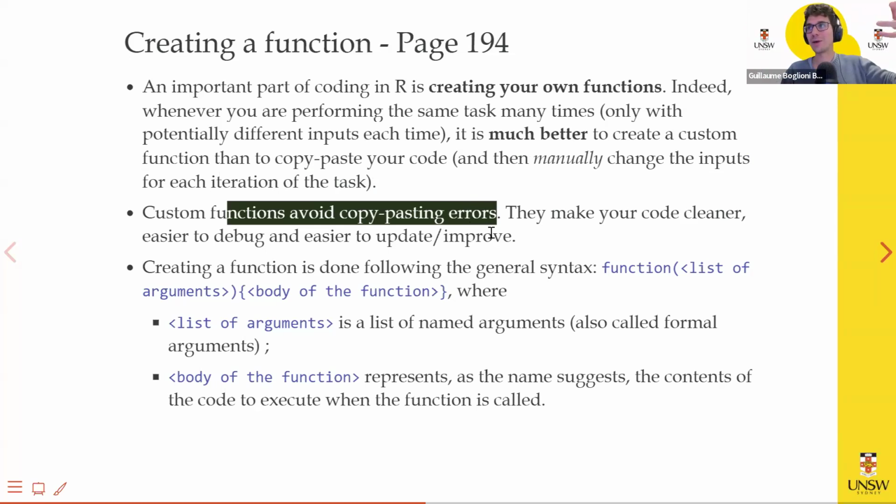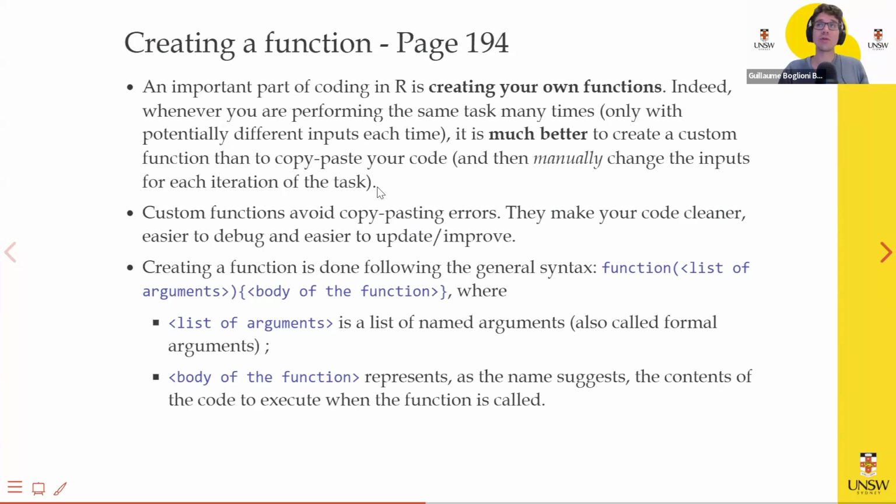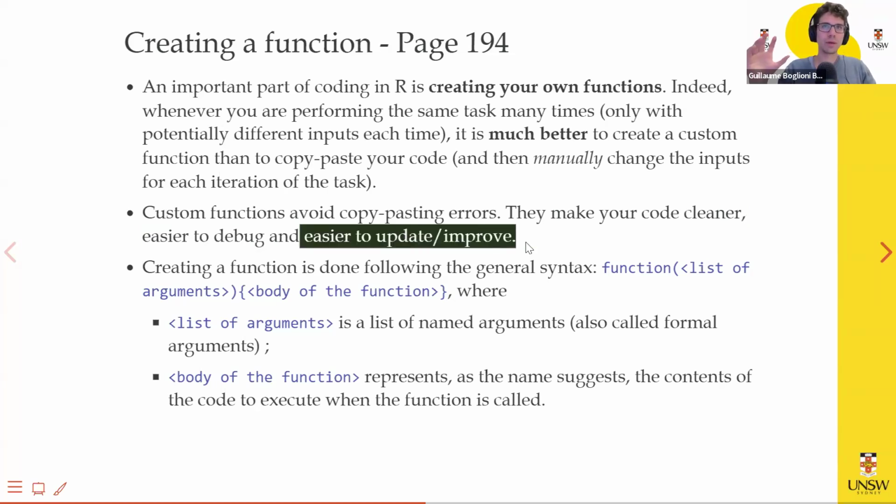Which is very inefficient, of course, because it's very prone to error. If you've made a mistake somewhere in your code, you've actually copy pasted 10 times, you need to fix it 10 times when you discover the error. Well, if you discover an error in your function, that's possible, of course, but then you're gonna fix the error only once in the function. And of course, it's gonna make your code cleaner, shorter, easier to debug, and easier to update and improve when it's nicely in a function.